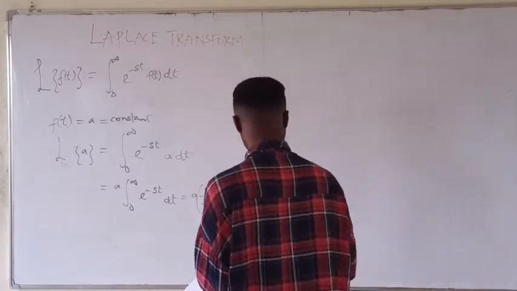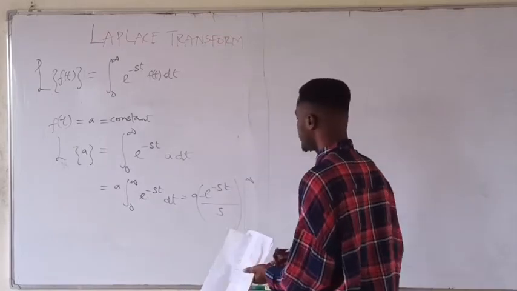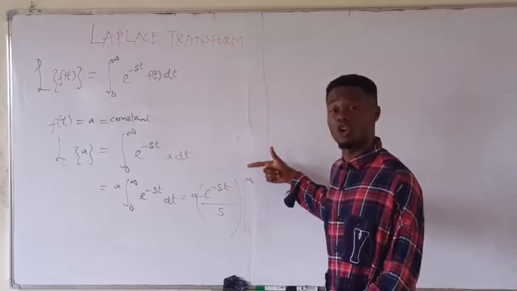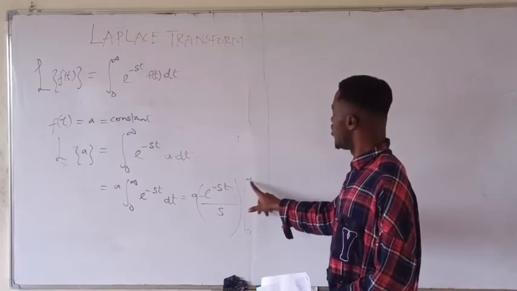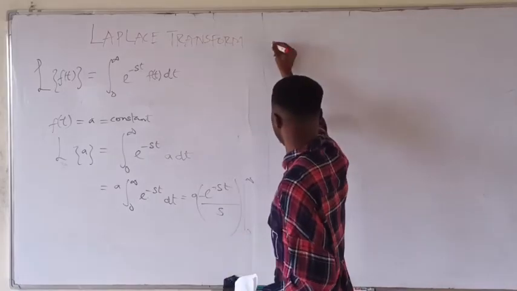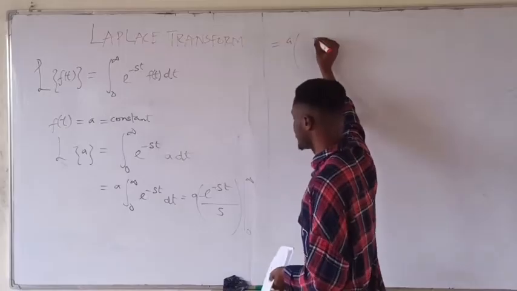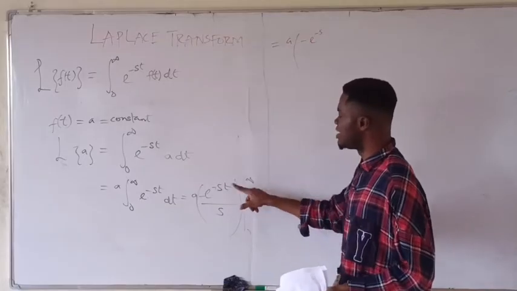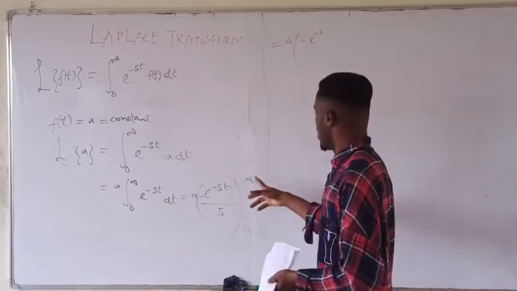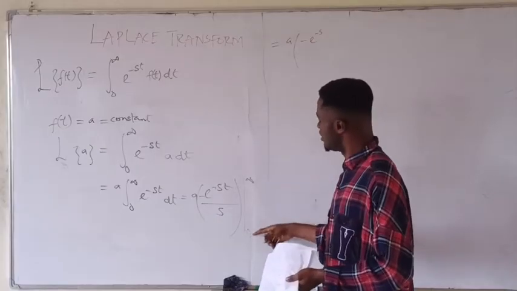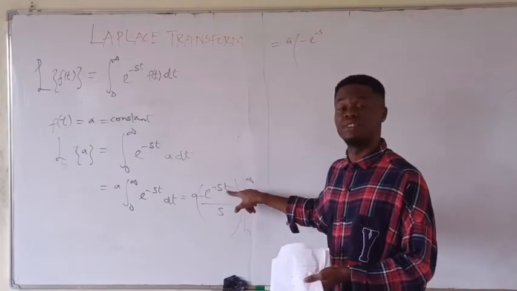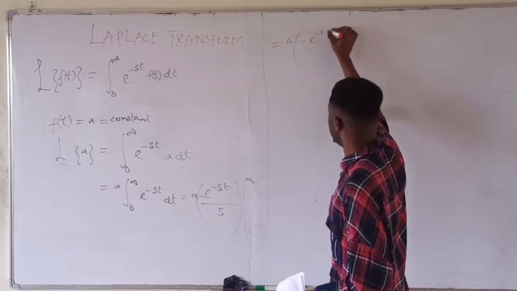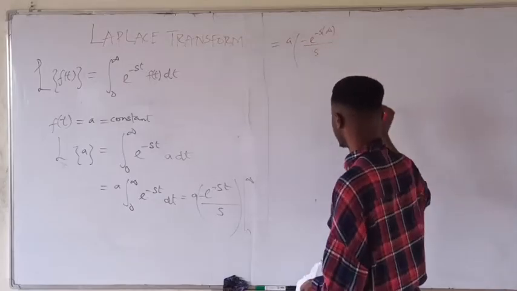Hence, if you do that successfully, if you plug in infinity, we are going to subtract the lower limit from the upper limit, okay? So when we plug in infinity into this, we are going to have a times minus exponential of minus s infinity, because the values of the upper and lower limits are the values of your t. Are you there? So you are going to put the upper and lower limits in place of your t. That means instead of writing t, I will replace it with infinity, divided by s.